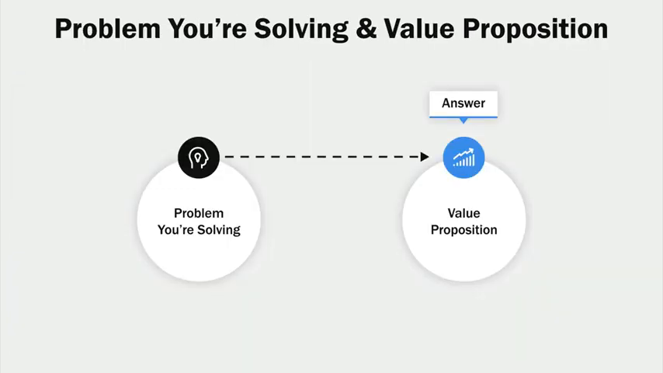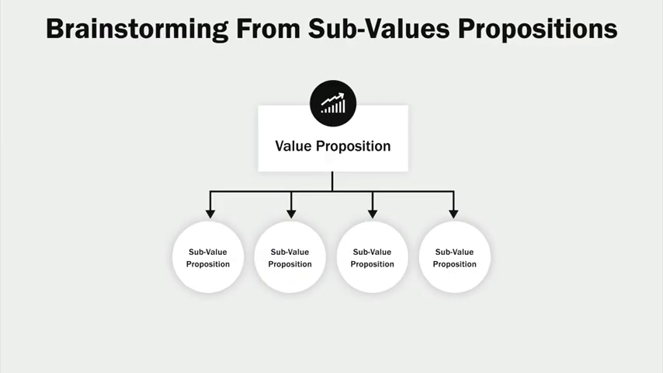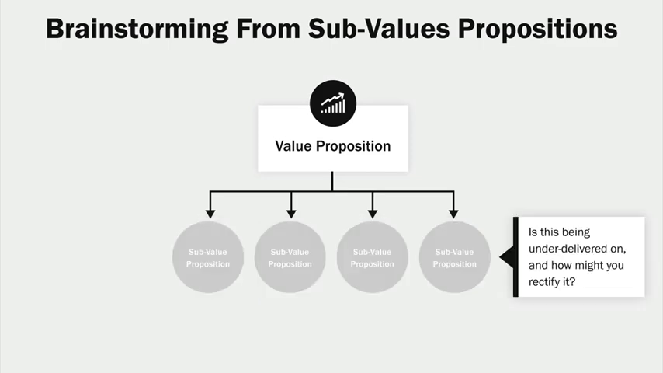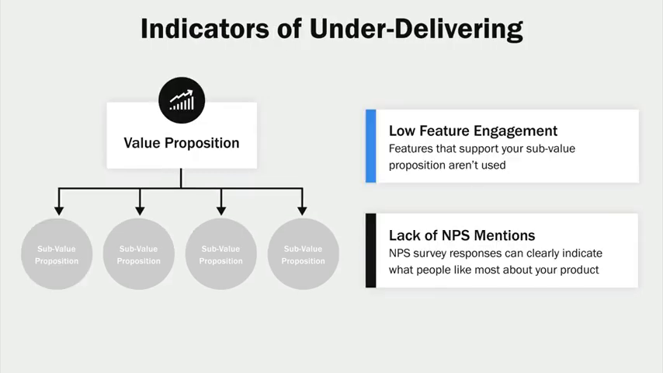Your value proposition can be thought of as your answer to the problem you're solving. Accordingly, better fulfilling your value proposition also more deeply solves your problem. To brainstorm objectives, begin by recalling how your product strategy map breaks down your value proposition into individual sub-value propositions. For each of the sub-value propositions, consider whether you might be under-delivering on them, and how you might rectify any under-deliveries. To identify if you're under-delivering on a sub-value proposition, consider the following potential indicators.